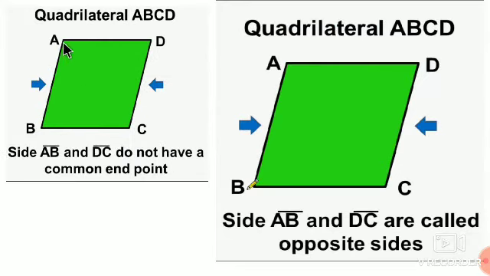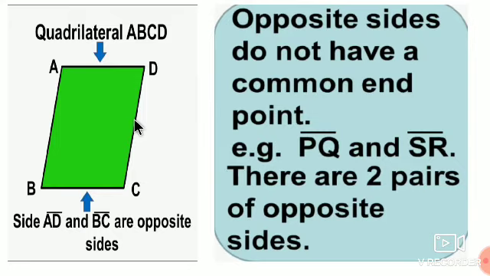Now this side AB and side CD do not have a common vertex. If you see here, this side has the endpoints A and B, and this side has the endpoints D and C. Do they have a common endpoint? No. So such sides are called opposite sides. So side AB is opposite to side CD. In the same way, side AD and side BC are also opposite sides.